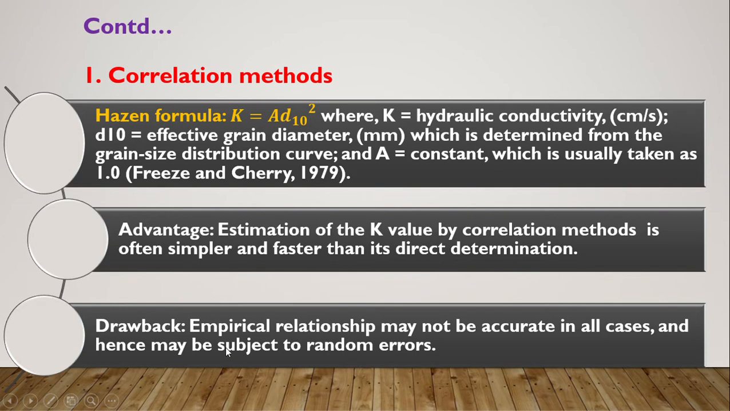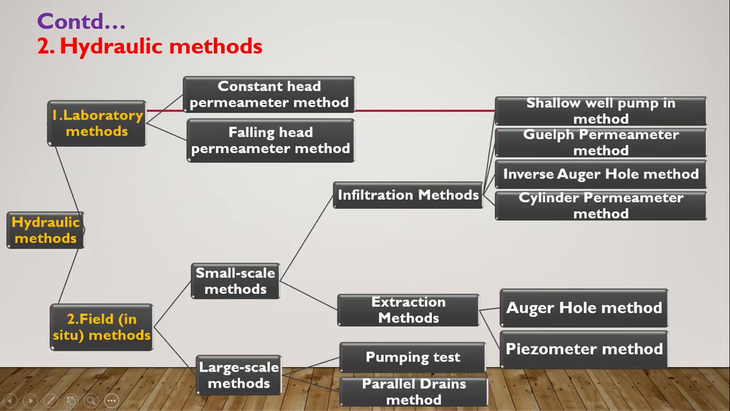But its drawback is that it is not accurate all the time. It is just an equation. This equation is derived for some places or some types of soil, so it cannot be applicable for all types of soil or all situations. That is the disadvantage. Now we will move on to the next method.